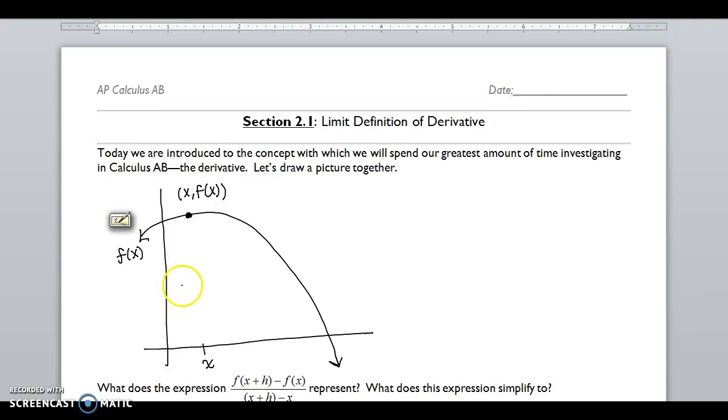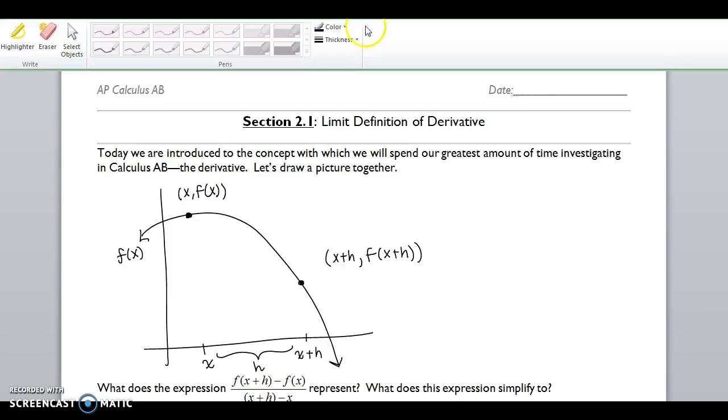And we're going to pick another point that's some distance away, let's say over here. And we're going to call that x value x plus h. That means these 2 points are a distance of h away from each other. So that point would have the coordinates x plus h as its x value, and f of x plus h for its y value. You just take the x value and plug it into f of x. And then we're going to draw a line between them.